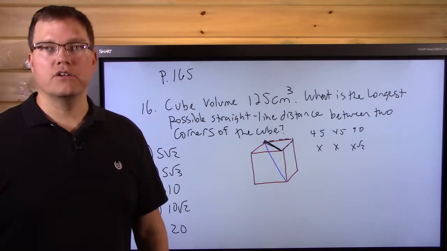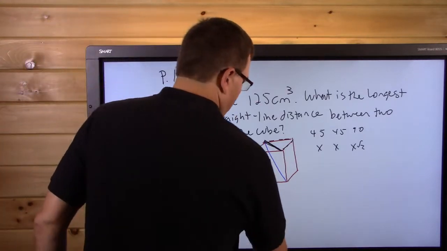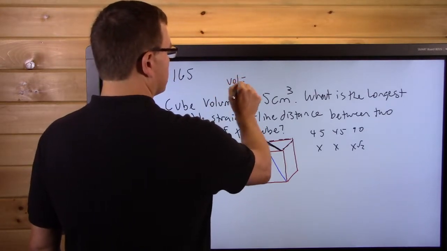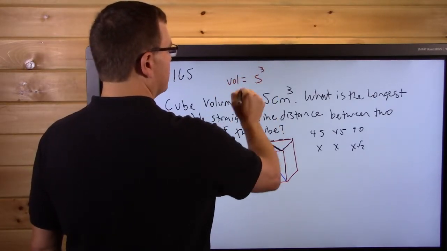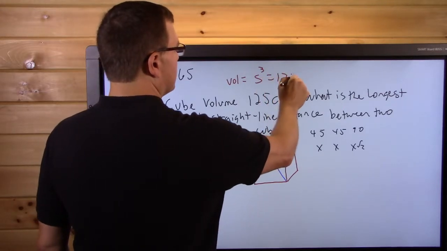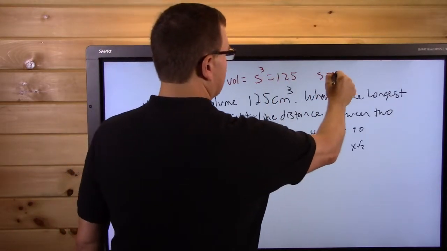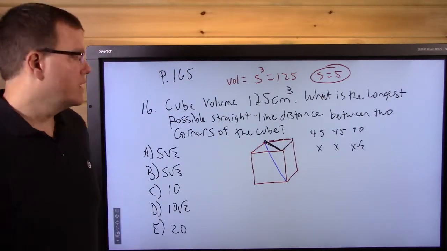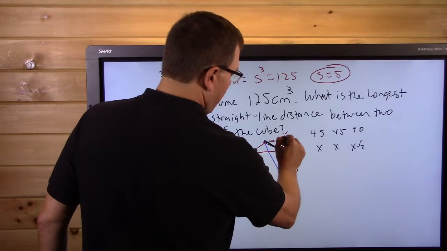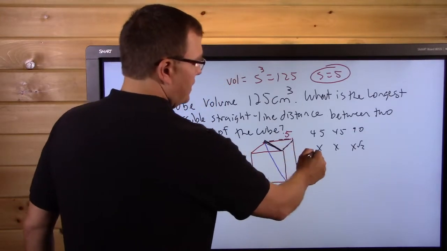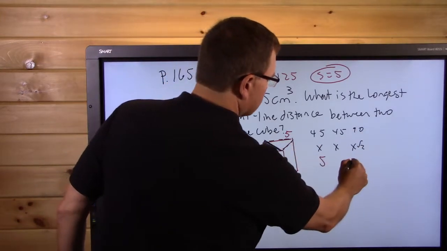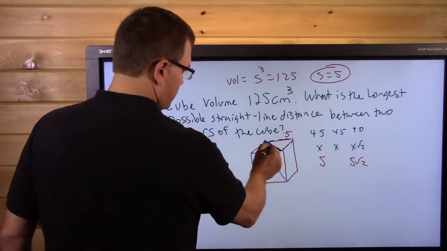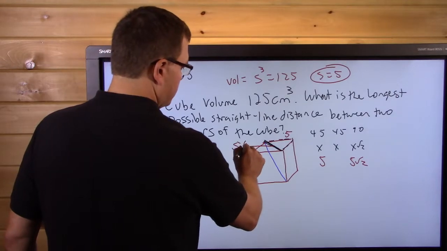Well, the volume is 125 centimeters cubed, and we know that the volume of a cube is equal to the side cubed. Well, the side cubed is equal to 125. That means the side is equal to 5. The side is 5, the volume is 125. So if the side of this thing is 5, then that's going to be a 5 right here. That means 5 root 2. So this distance right here is 5 root 2.